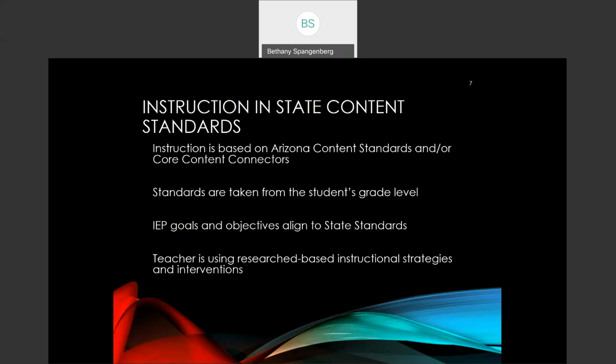These functional skills should be taught embedded in lessons aligned to grade level standards. When teachers use research-based instructional strategies and interventions, students will be best prepared for alternate assessments. For more resources on grade level standards, look at the core content connectors posted on the website and at the performance level descriptors, either on the website or on the student reports.